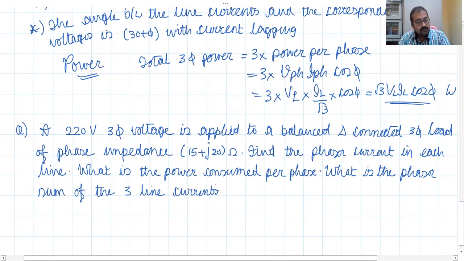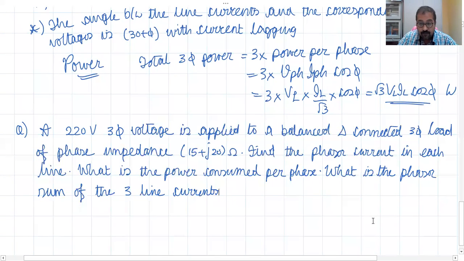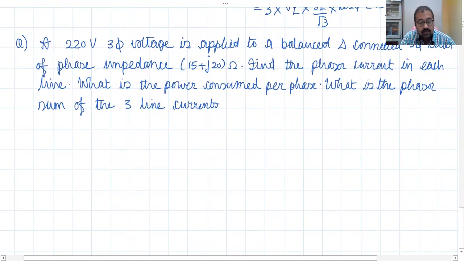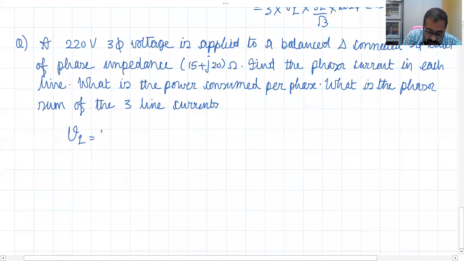Okay, so a 220 volt three-phase voltage is applied to a balanced delta connected three-phase load of phase impedance 15 plus j20 ohms. Find the phasor current in each line. What is the power consumed per phase? What is the phasor sum of the three line currents? So we are given, what is 220 volt? That is the line voltage. And we know in a delta connection, V line is same as VPH. So V line equal to VPH is given as 220 volt.